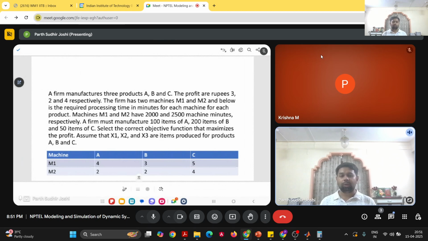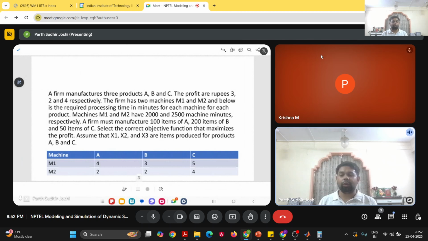Yeah, so in this question, we have been given that a firm manufactures products A, B, C. The profit for each of these products, A, B, C, is 3 rupees, 4, 2, and 4 respectively. The firm has two machines, M1 and M2, and this is the processing time in minutes for each machine for each product.